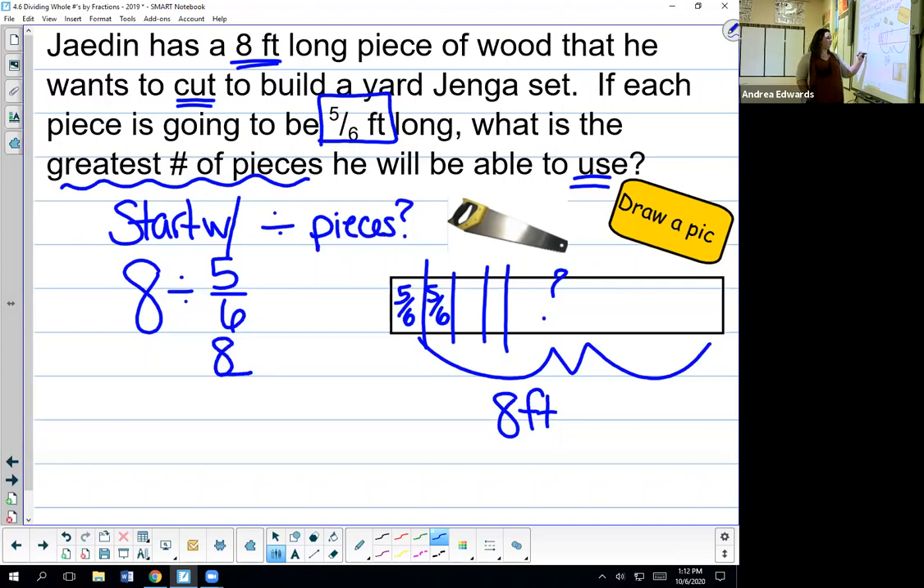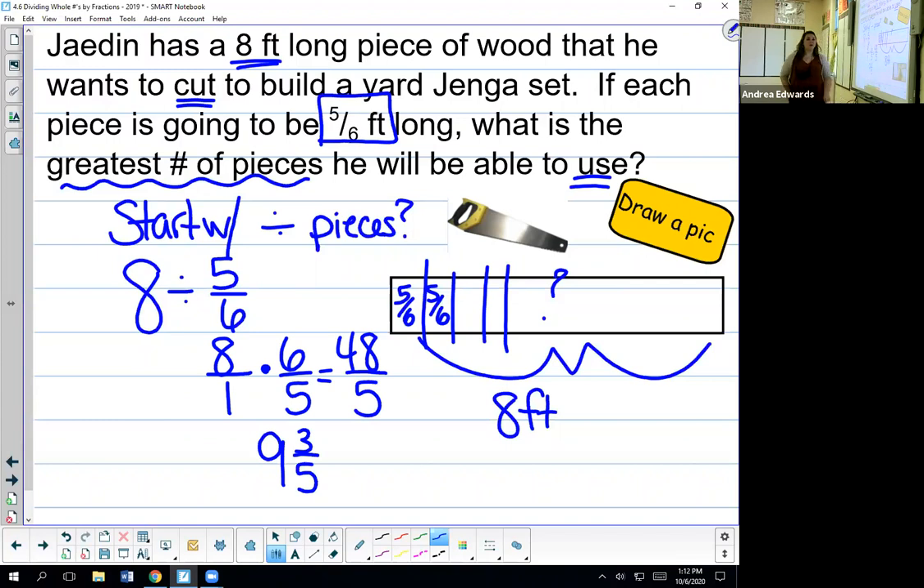So what do we do? We keep the first, multiply by the reciprocal. I do agree that you get 48 over 5, which is, did you remember? 48 over 5, which is 9 3/5. Agree. But answer this question. How many pieces will he be able to use in the real world?